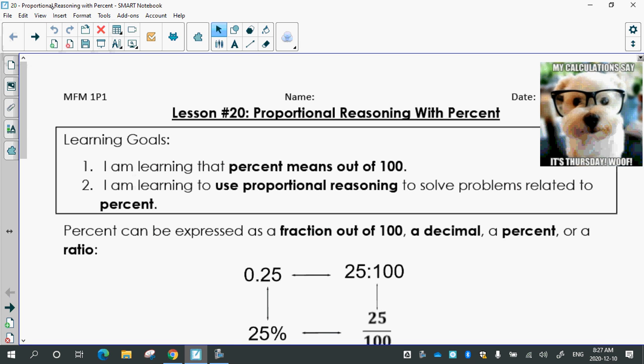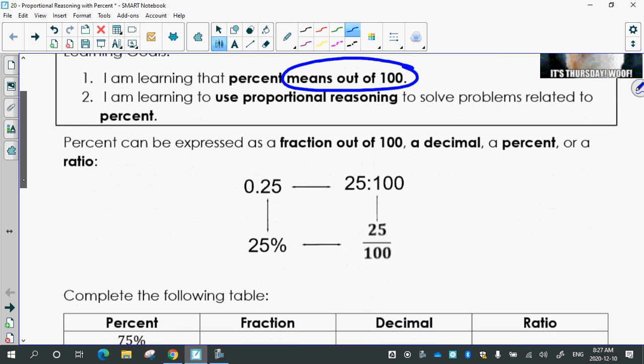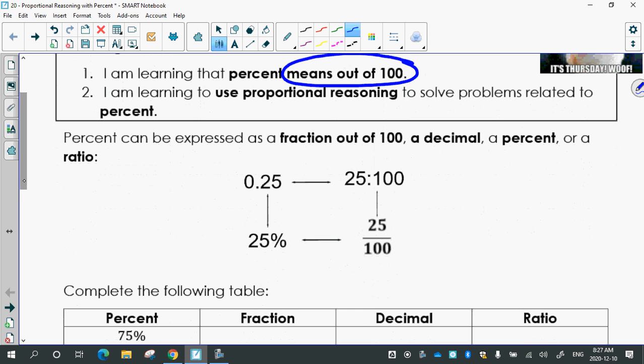Okay, so proportional reasoning with percent. We're learning that percent means out of 100. That's really important to know when we're solving problems. And we're learning to use proportional reasoning to solve problems that are related to percent.